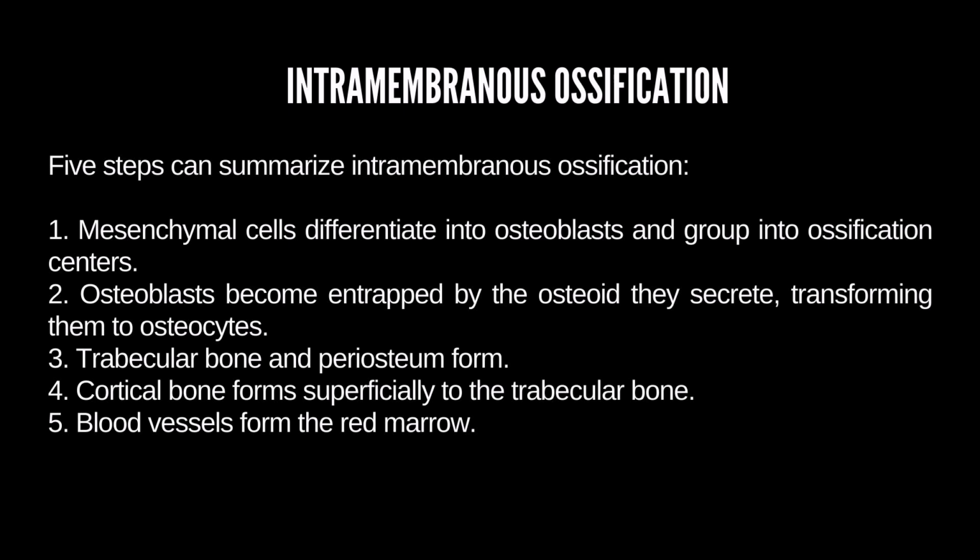As osteocytes multiply, trabecular bone, a spongy type of bone, and periosteum, the outer covering of bone, start to form. Cortical bone, dense, compact bone, forms on the surface of trabecular bone, giving it strength. Blood vessels invade the area, forming the red marrow, which is essential for blood cell production.